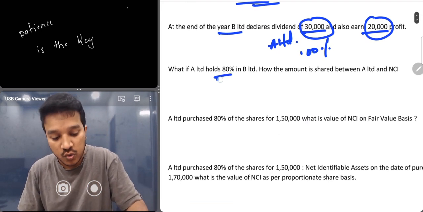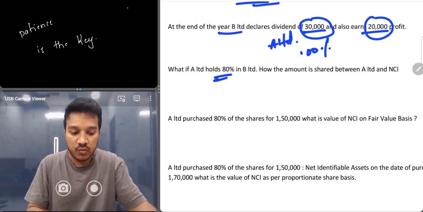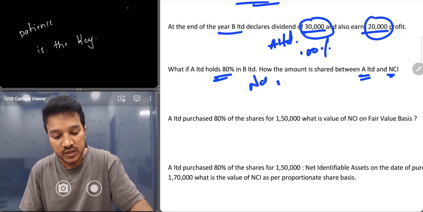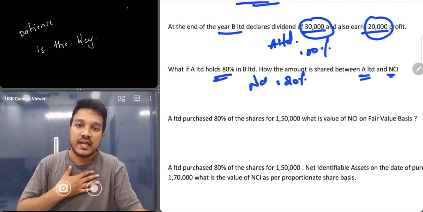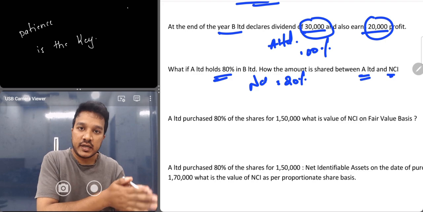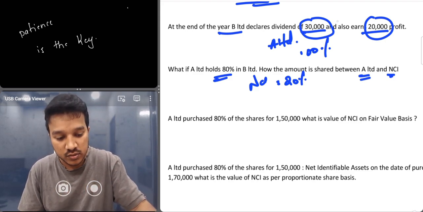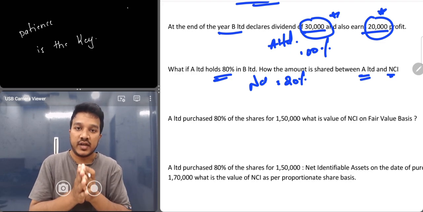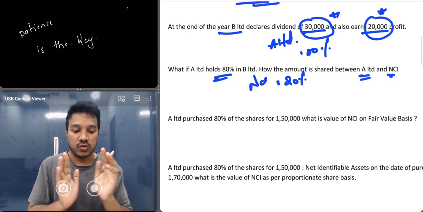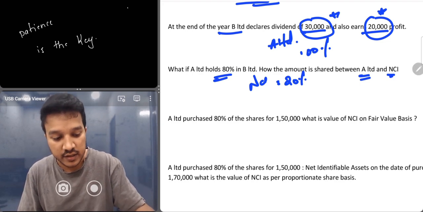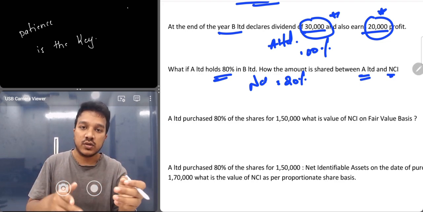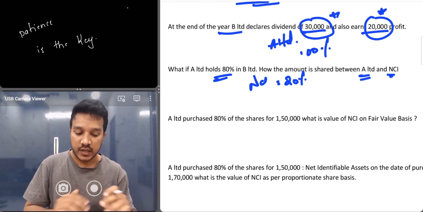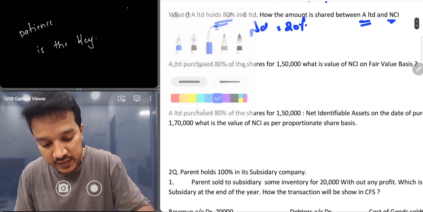What if A Limited holds only 80% of the shares in B Limited? How will the amount be shared between A Limited and NCI? Here the NCI value is 20%, since A Limited is holding 80%, and the non-controlling interest is 20%. Now this 30,000 and 20,000, whatever is earned by B Limited, the subsidiary, will be bifurcated between A Limited and non-controlling interest. Out of the 30,000 plus 20,000, 80% will go to A Limited, and the balance will go to non-controlling interest, that is 20%. Okay, now let's try and understand.